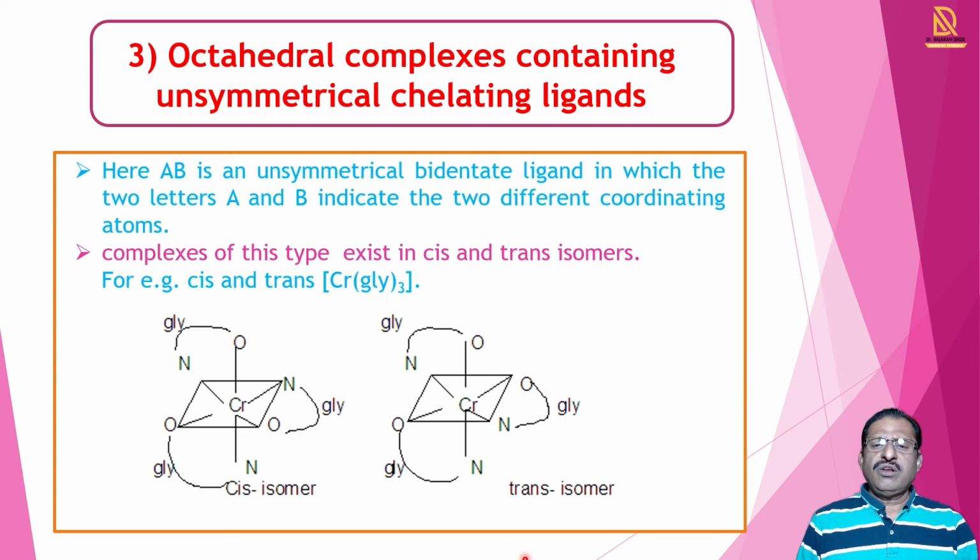Then the third type, octahedral complexes containing unsymmetrical chelating ligands. This means unsymmetrical bidentate ligands are present, and the unsymmetrical ligand is shown by the symbol AB. This AB means one donor atom and the other donor atom are different. So we take the example of glycinate. Here we take the cis and trans structures of Cr(gly)3. So 3 glycinate ligands are attached to the chromium.